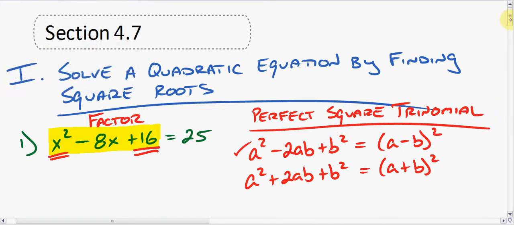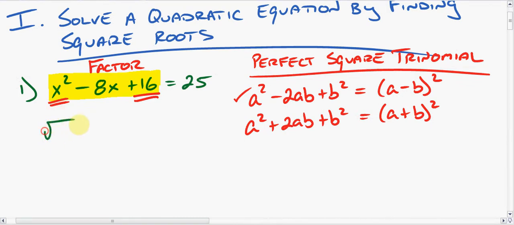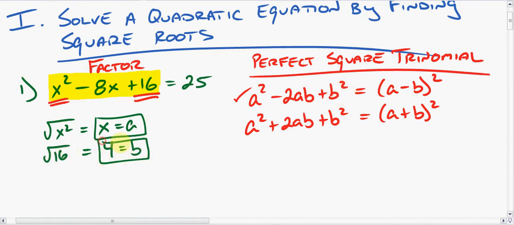So if I wanted to factor this, I could come along and say, oh, the square root of x squared is x. The square root of that other perfect square, square root of 16, is 4. x squared is in the spot of a squared, so x equals my a. 16 is in the spot of b squared, so the square root of 16 is 4, so 4 must be my b. So I just want to plug in a and b into these spots, so I'm going to have x minus 4 squared. So my answer is x minus 4 squared, and that's equal to 25.